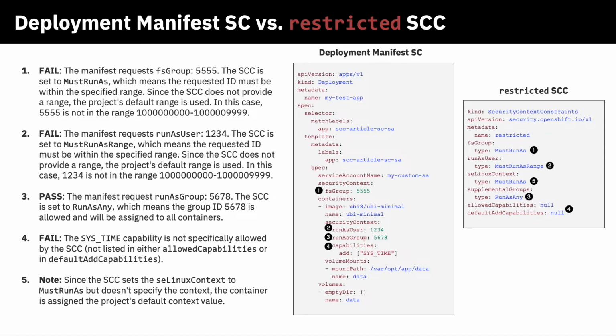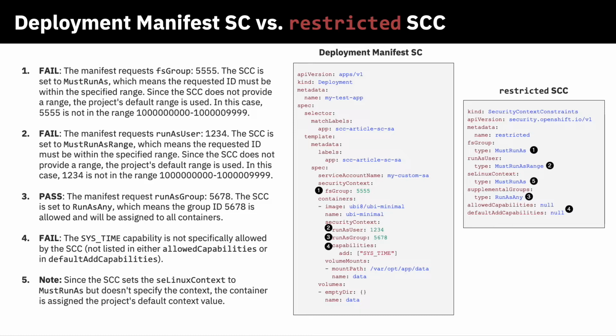In bullet 1 on the chart and in the documentation provided to you, the outcome is a failure because the manifest requests FS group 5555. The SC is set to must run as, which means that the requested ID must be within the specified range. Since the SCC does not provide a range, the project's default range was used. In this case, 5555 is not within the range of the default value.